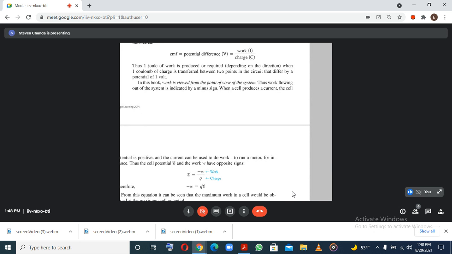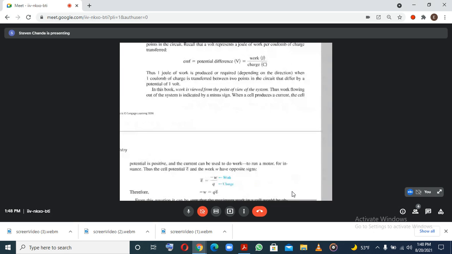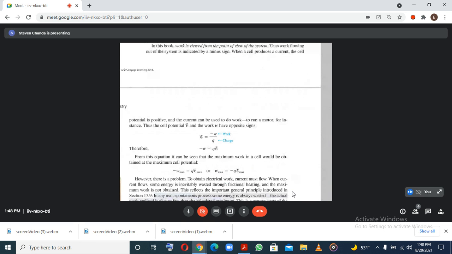So how it's viewed in this book, because this book is your recommended book, means that's what your syllabus wants you to look at. In this book, work is viewed from the point of view of the system. What this simply means is that we are looking at what this work is doing to the system. Is it adding to the system, or is the system losing this energy?